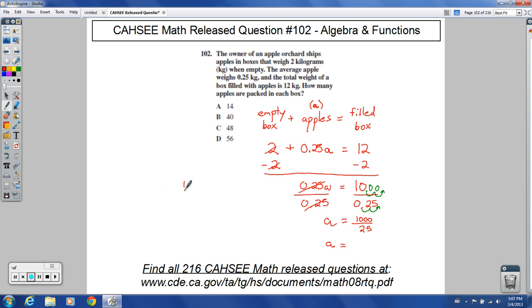But let's say that wasn't obvious to you, or you didn't remember to do that. Think of this instead. How many times does 25 go into 10? It doesn't. How many times does 25 go into 100? That's 4 times. So subtract 100, and we'd be left with 0. There's nothing left, so we'd have a 0 here. My answer would be right here as 40. So A, you'd have 40 apples. That is choice B. So 102, choice B.